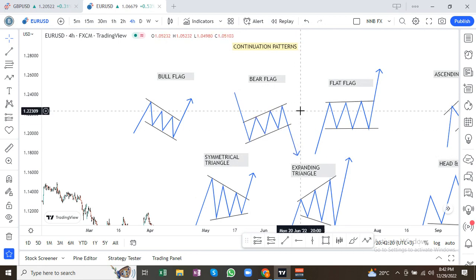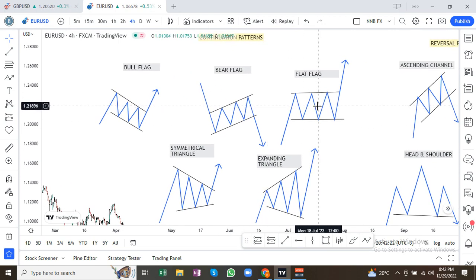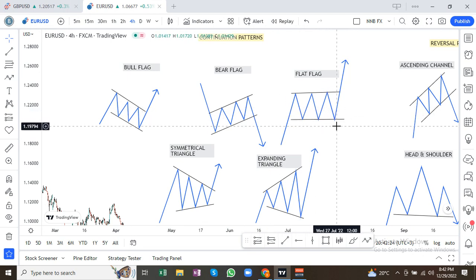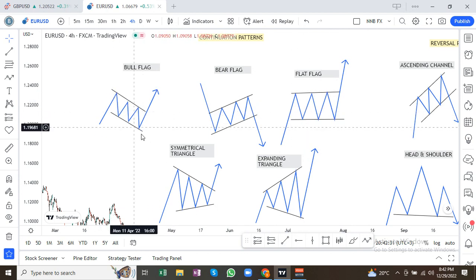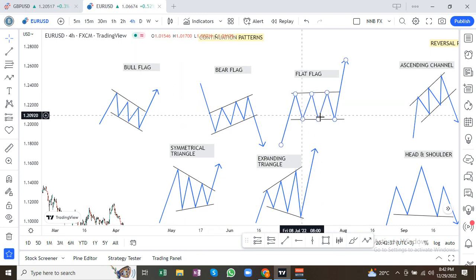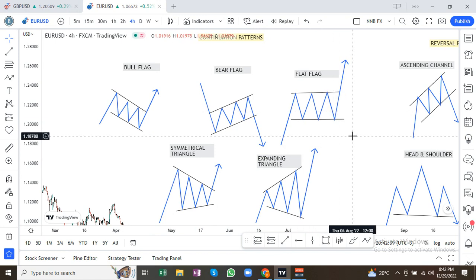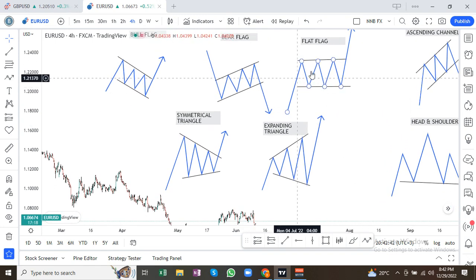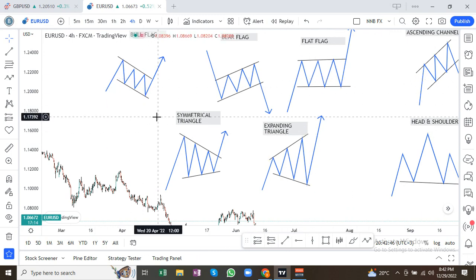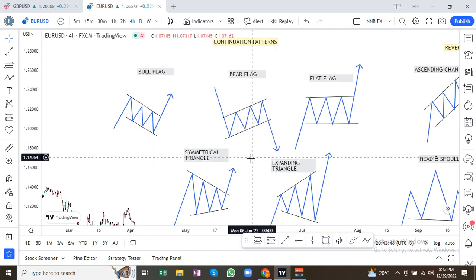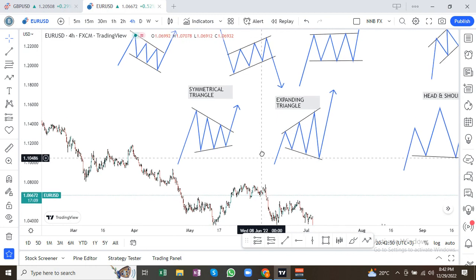The next pattern is a flat flag. A flat flag is just a bull flag or a bear flag that is flat. As you can see, the bull flag looks like it's descending a little. The bear flag looks like it's ascending a little. But for the flat flag, it's flat. Yeah, which are very profitable, but they are not very common in the market. But these two, bull flag and bear flag, are very common in the market.